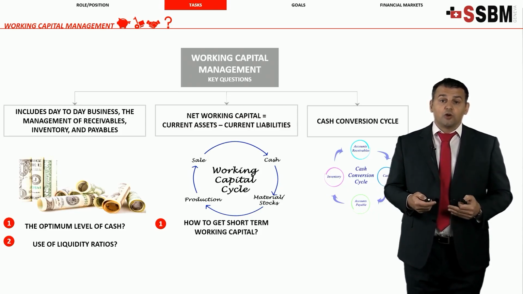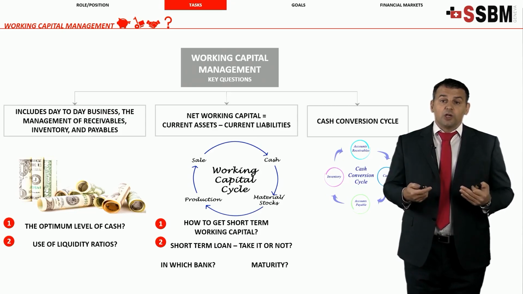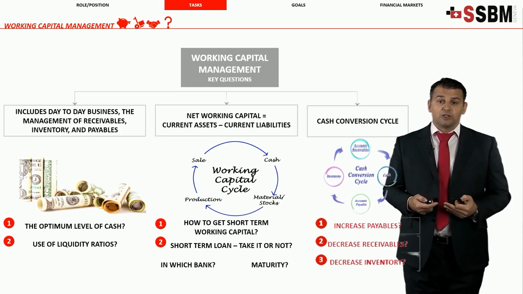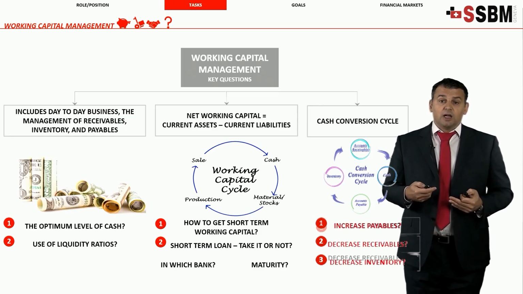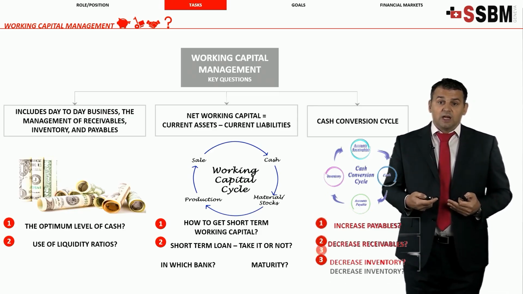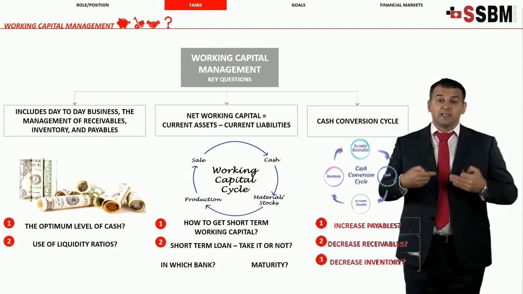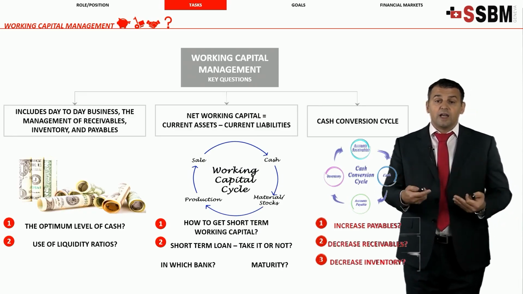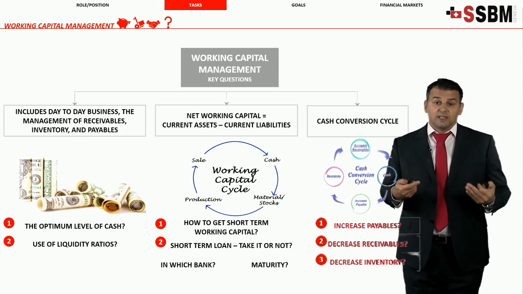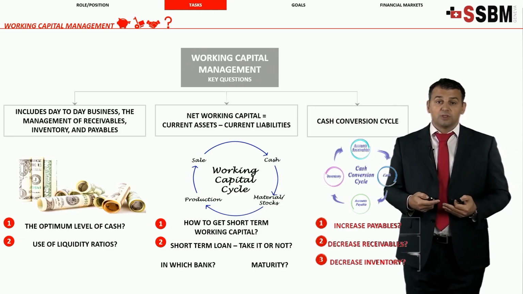Speaking about the cash conversion cycle here. A key question is also how to reduce the cash conversion cycle. So how to increase payables, okay? How to decrease receivables, how to decrease inventory. All that is important to finance the cash gap. So maybe you need some short-term loan. Will you take it or not to finance your cash gap? How to get such a short-term loan? How to get short-term working capital? All those questions are important to consider when speaking about working capital management.